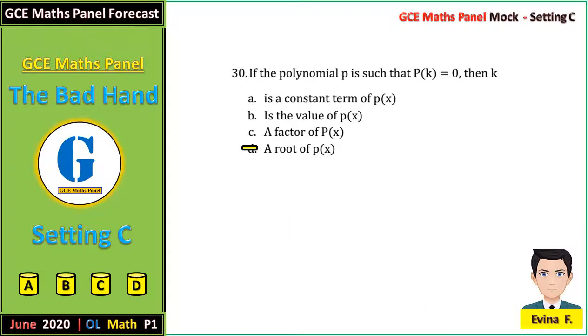Question 30. If the polynomial P is such that P of k equals 0, which of the following is correct? k is a constant term of P of x, not correct. Is the value of P of x, not correct. Is a factor of P of x. This one is like a trick, but this is not actually a factor because a factor is of the form ax plus b. This one is just b. So the only correct answer here is a root of this polynomial.